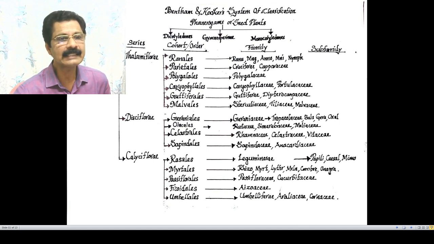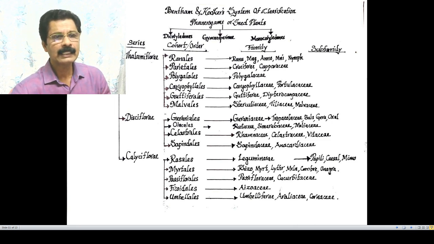Then coming to the third series, Calyciflorae. Calyciflorae have five cohorts or orders: Rosales, Myrtales, Passiflorales, Ficoidales, then Umbellales. Rosales: Leguminosae, otherwise now called Fabaceae. Myrtales: Rhizophoraceae, Myrtaceae, Lythraceae, Melastomataceae, Combretaceae, Onagraceae. These are examples of families under Myrtales. Passiflorales: Passifloraceae, Cucurbitaceae. Ficoidales: Aizoaceae. Umbellales: Umbelliferae, now called Apiaceae. So a family should always end with the suffix aceae. That is the rule. Apiaceae, Araliaceae.